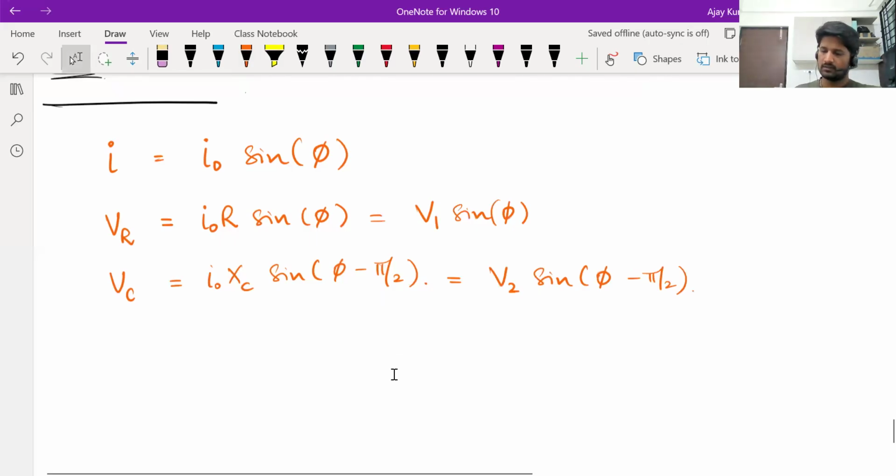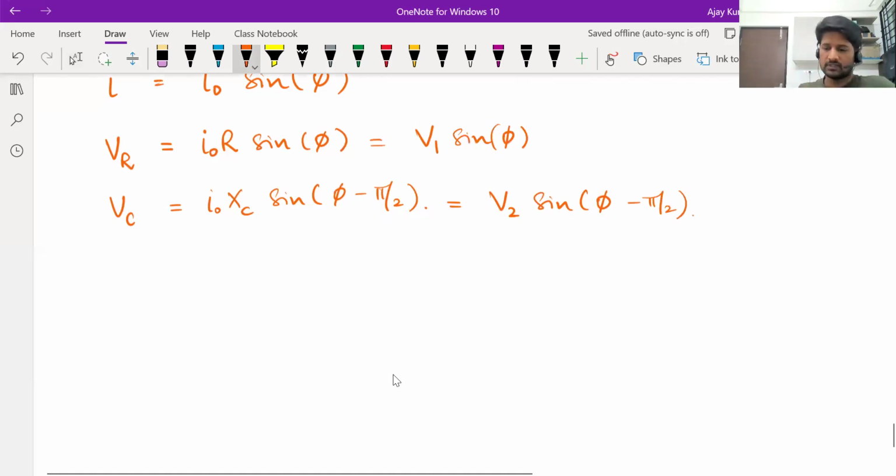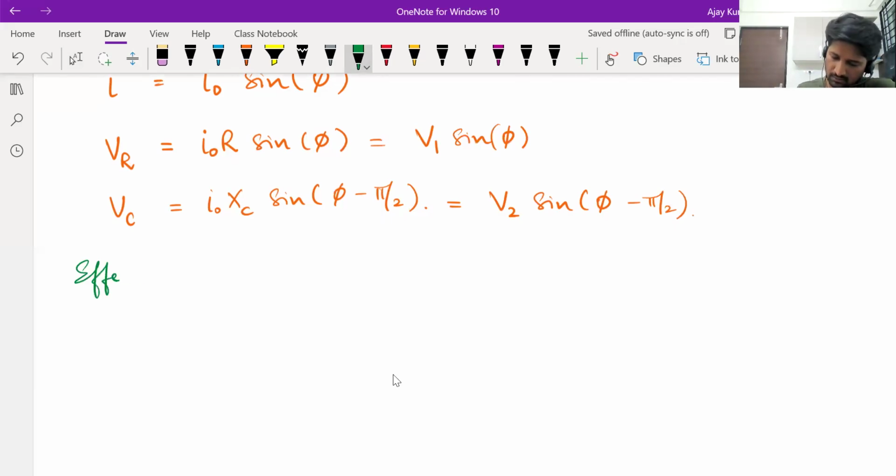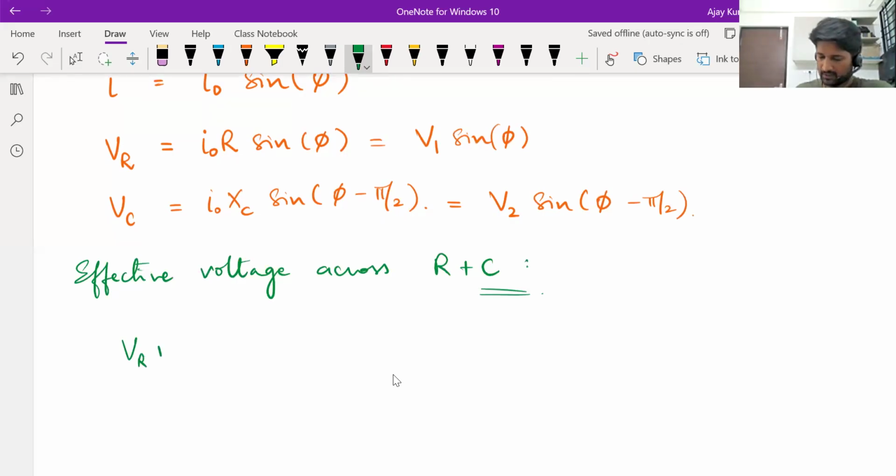Okay. So the effective voltage across the resistance plus capacitor combination will be VR plus VC. So you need to add these two functions. V1 sine phi is one function. V2 sine phi minus pi by 2 is the other function.